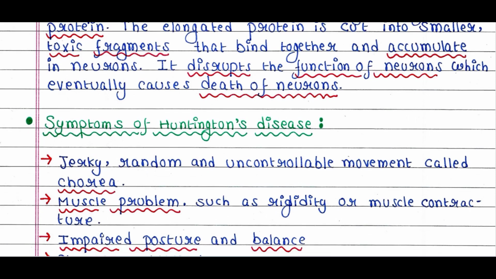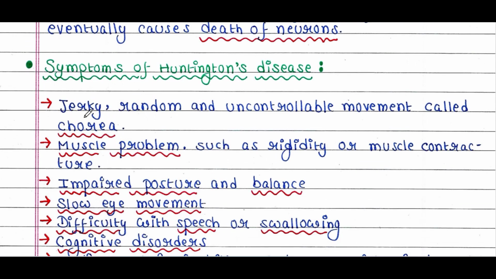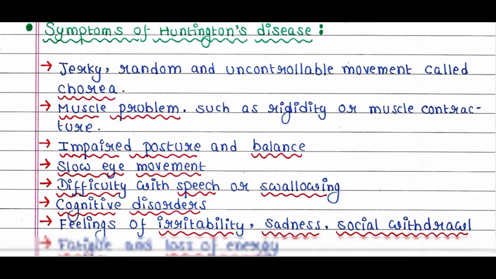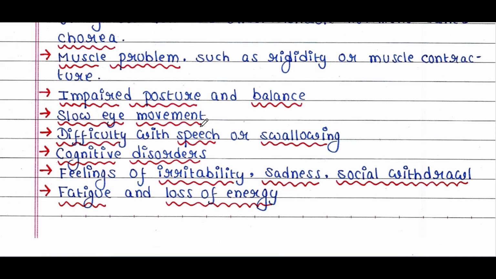Let's see some symptoms of Huntington's disease. Jerky, random and uncontrollable movement called chorea. Hence, this disease is also called Huntington's chorea. Muscle problems such as rigidity or muscle contracture. Muscle contracture means muscle gets tightened and shortened. Impaired posture and balance, slow eye movement, difficulty with speech or swallowing.